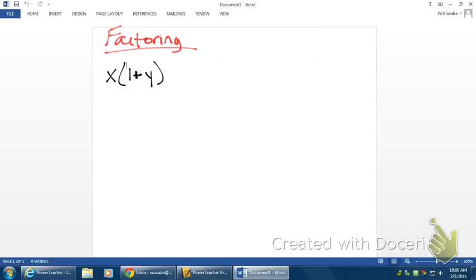Solve this. What's my only option? I would have to distribute it, correct? Yes, absolutely. So when I do that, that's going to give me x, and that's going to give me yx. That's simple distribution. Now, instead of starting with this, that's a 1 plus y.